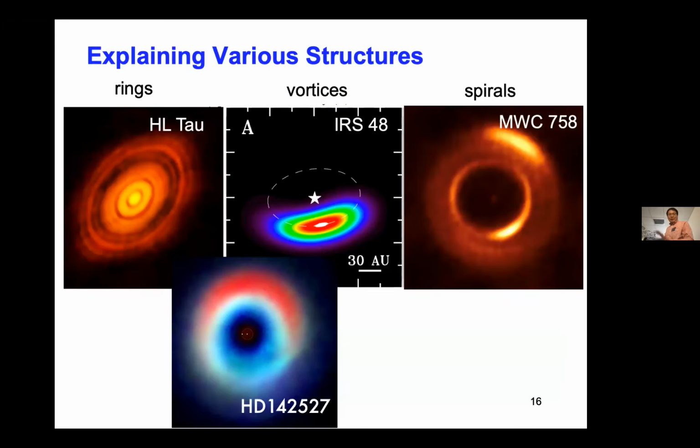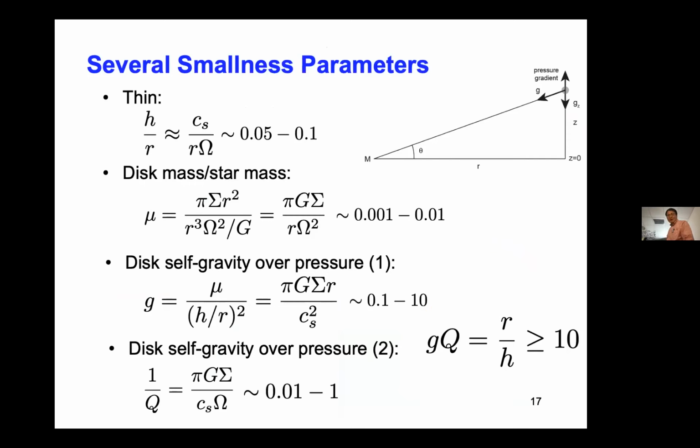Okay, so I'm going to now discuss how we try to explain some of the structures. I want to start with several small parameters to keep in mind, because the intuition has to be based on those numbers. First, the disk stays thin, so say 5% to 10%. The second, you have so much dust and gas surrounding the star. How about the mass ratio between disk mass and star mass? We call it mu. That's usually 10 to the minus 3 or 1%.